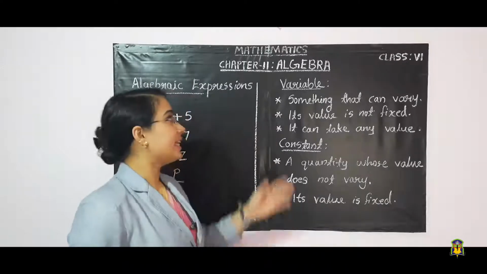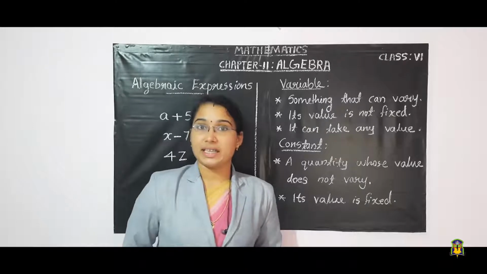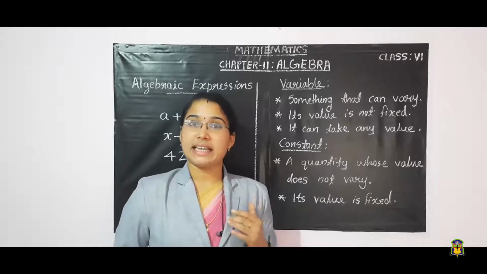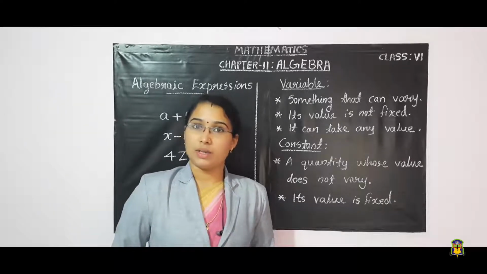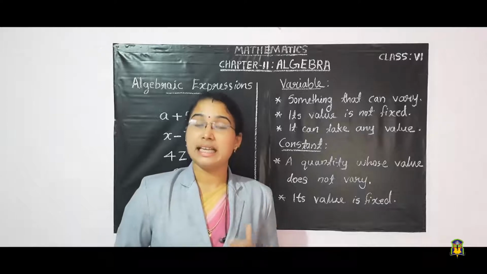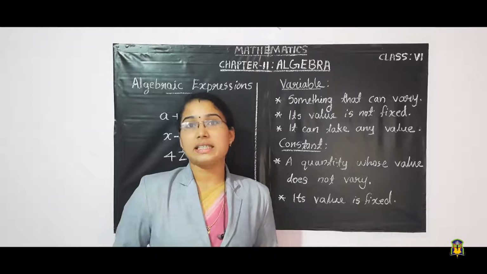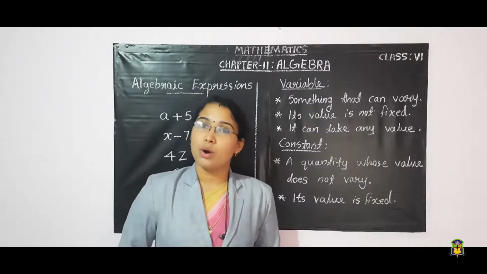Today we will study chapter 11 Algebra. Now let us first know what is algebra. The branch of mathematics where letters are used along with the numbers is called algebra. In algebra we are using letters along with the numbers. These letters are called variables and the numbers are called constants.